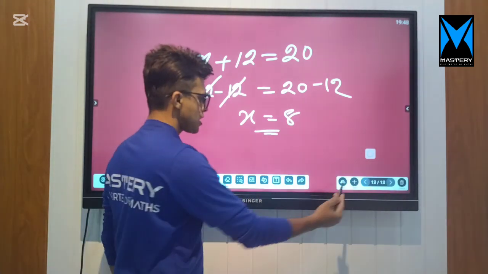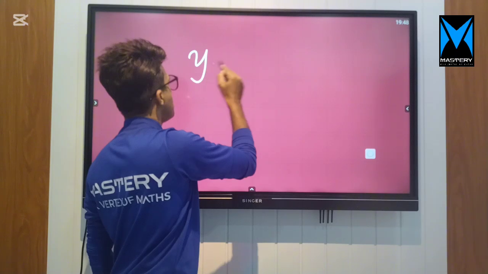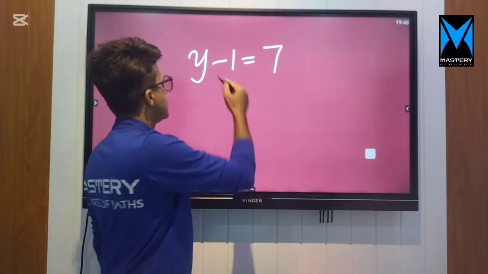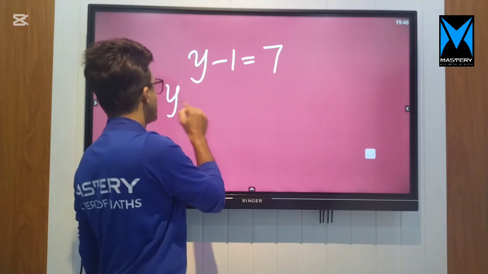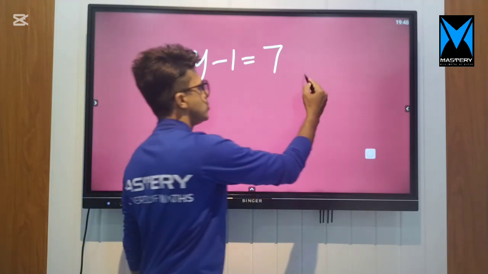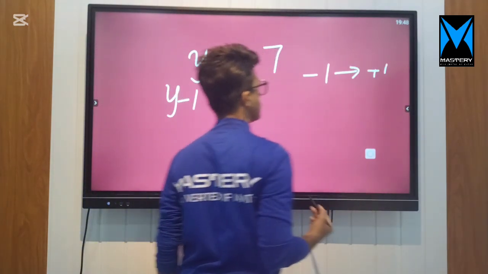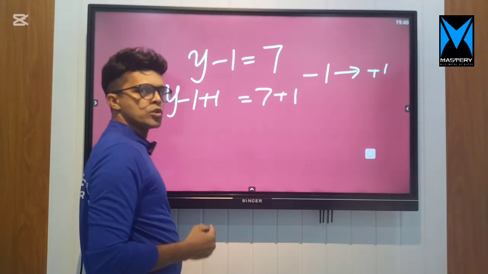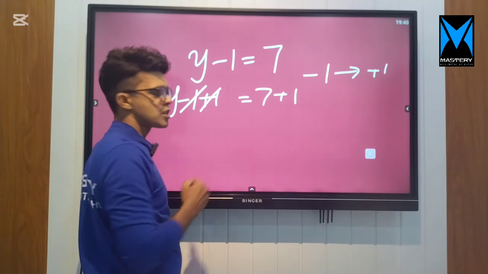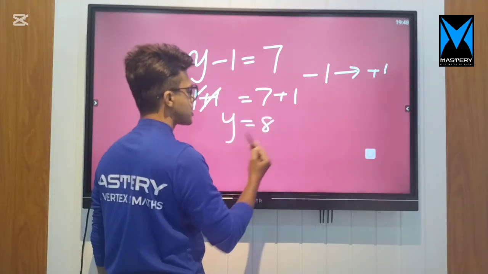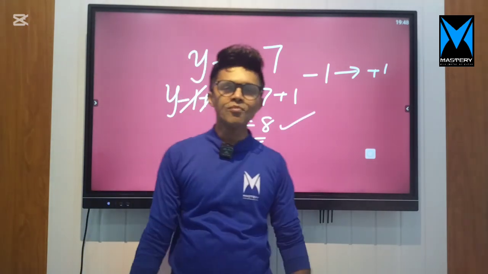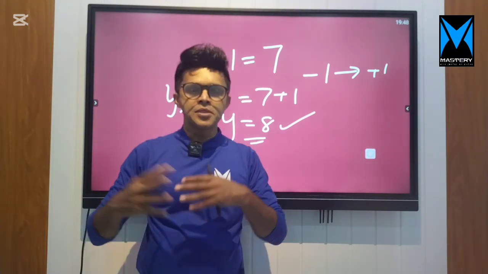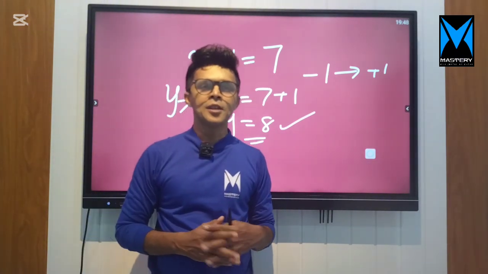How can you do this type of one? y minus 1 is 7. How do you do this one? If this is negative 1 here, you need to add positive 1 to both sides, right? Now you can simplify negative 1 and positive 1. So y equals 7 plus 1, which is 8. These are the simple equations that you could simplify in grade 7.